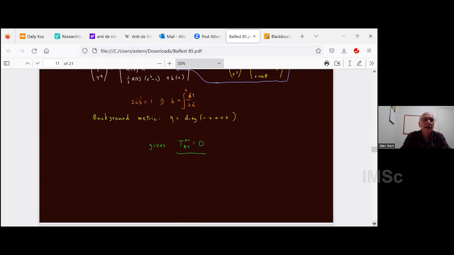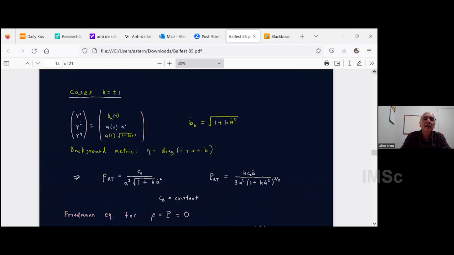On the other hand, the case where you have K equals 1 or minus 1 is more interesting. This is what the embedding looks like in those cases. Again, it's non-local because this function B is non-local in time. And this is what you get for the effective density of this additional source and the effective pressure of the additional source, which you can then substitute into the Friedmann equations. And notice that it depends on the time derivatives of the scale factor A. C0 is just an integration constant.